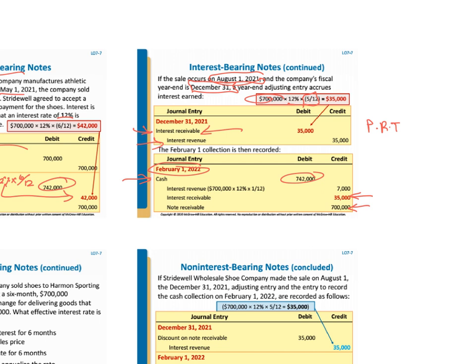You could use this as a plug, just the difference to make the journal entry balance, or you could go ahead and calculate it out. The difference here is that we've changed the fraction of the year to 1 month instead of 6 months, like in the prior example. So we record that additional month of revenue in January.